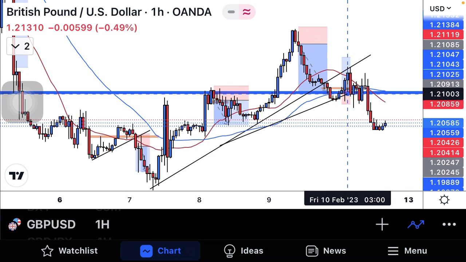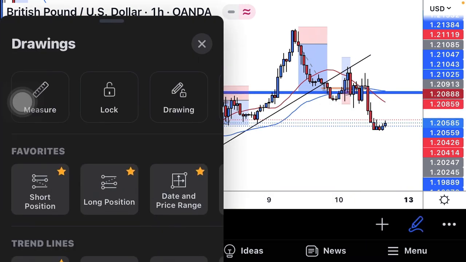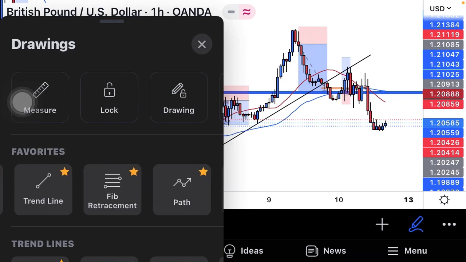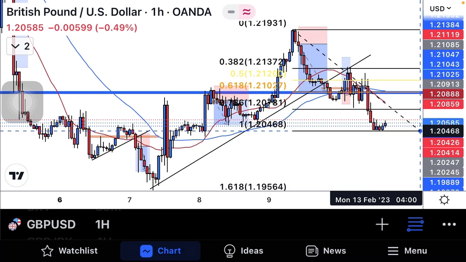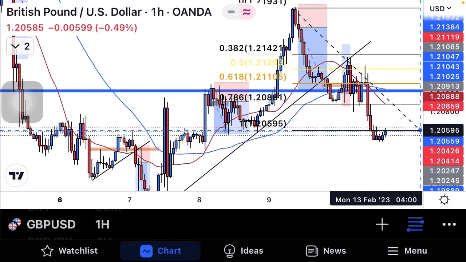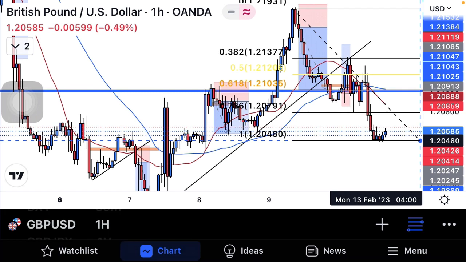So right there, I can also use my fib tool to see if it aligns with that. As you can see, it's also in my zone, the orange zone, 0.618 level. It aligned with the resistance level, the daily zone. So that's triple confluence that I will use on this trade. So I'm expecting to short next week.